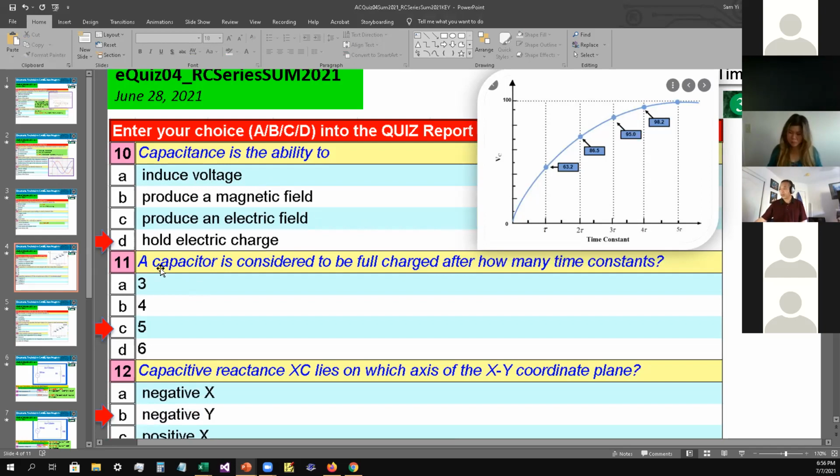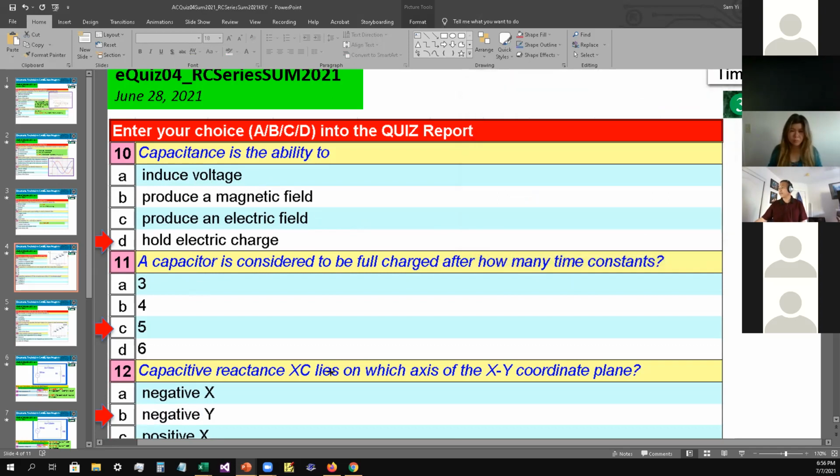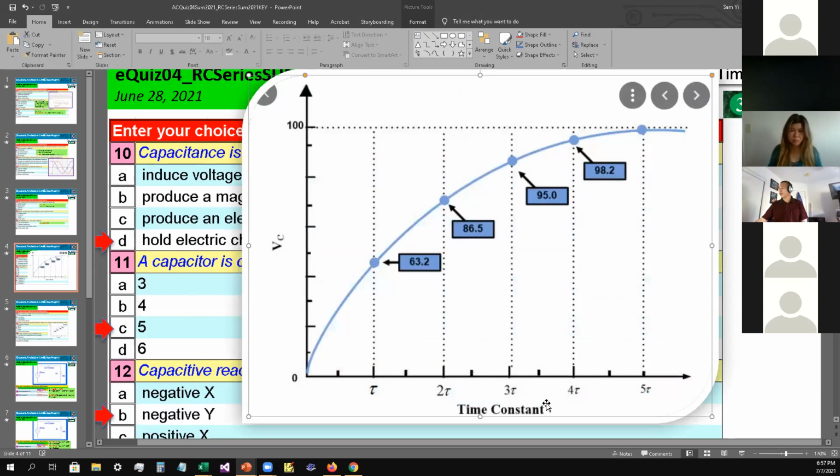Number 11, a capacitor is considered to be fully charged after how many seconds? So you look at this here. 1T is only charged up to 63.2%, and then 2T is only 86%, 3T 95%, 4T is 98%, and 5T would be almost at the maximum, which is 100%. So the answer is C as in Charlie for number 11.